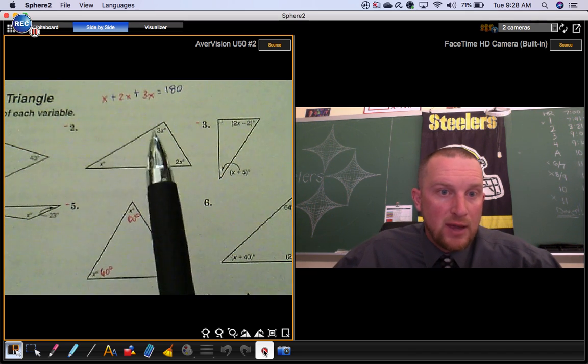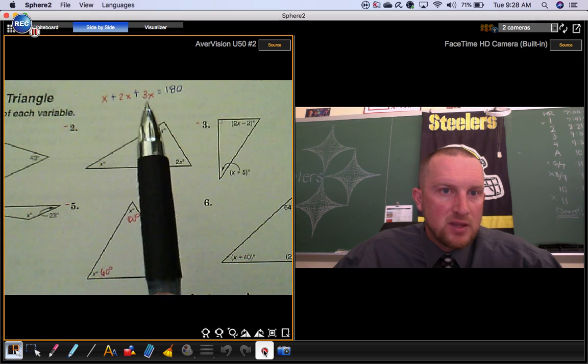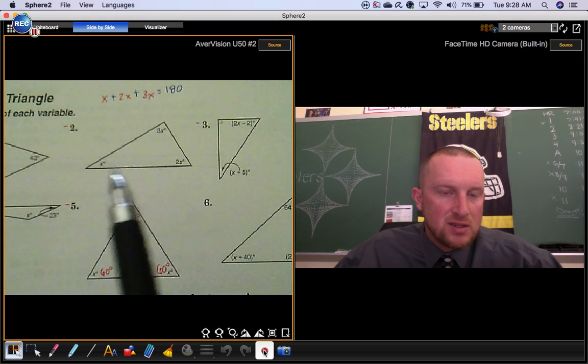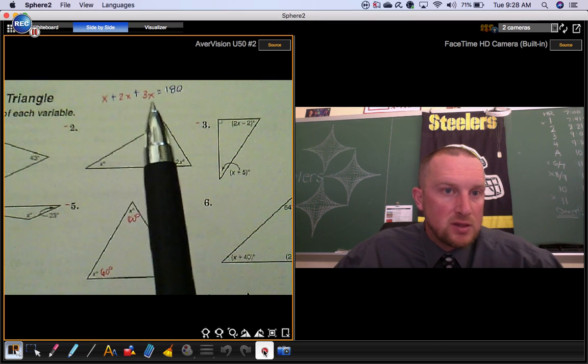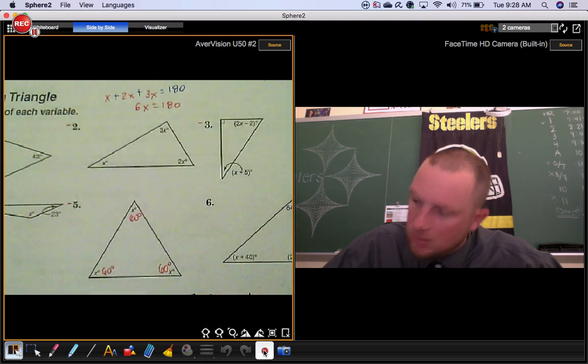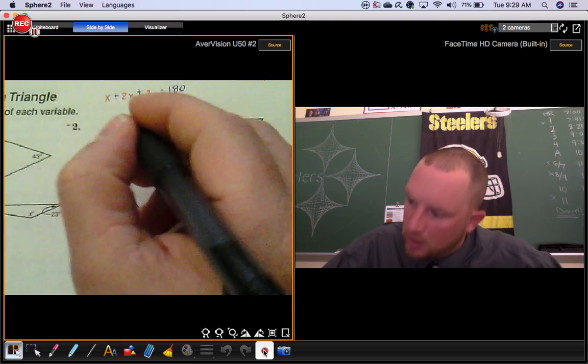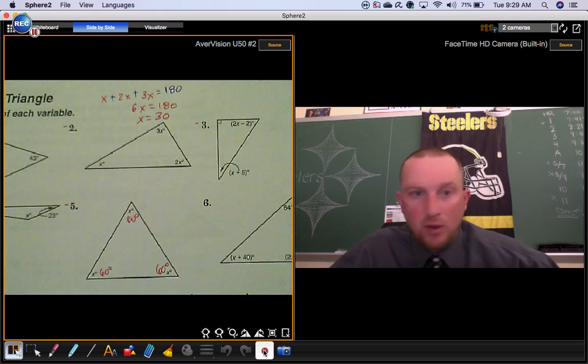You have 3 angles given in terms of a variable. Add them together. They must add up to 180. Since it's the same variable, this is pretty easy. 1x, 2x, and 3x give you 6x. So 6x equals 180. That means 1x, when you divide by 6, gives you 30.